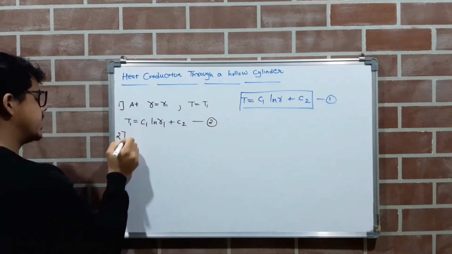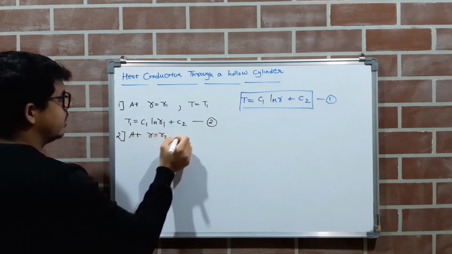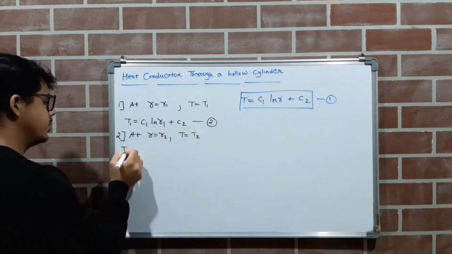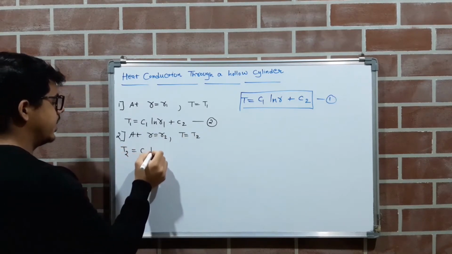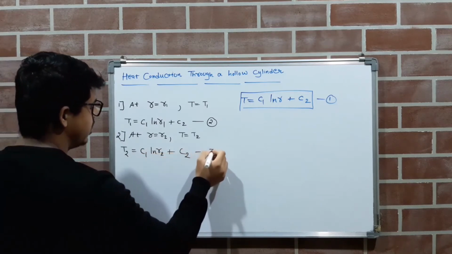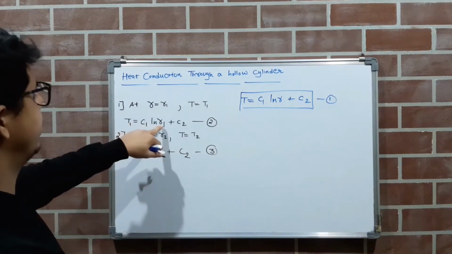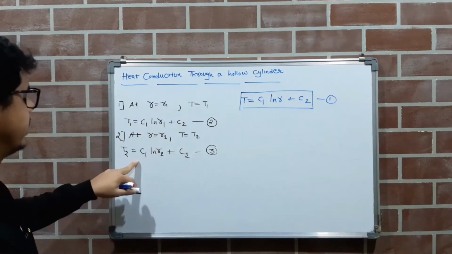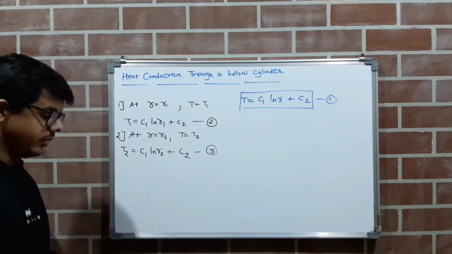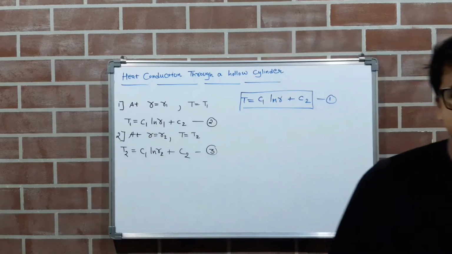The second condition will be the outer wall. So at r equals r2, T equals T2. So T2 equals C1 ln r2 plus C2. I hope I am correct. T1 equals C1 ln r1 plus C2 and T2 equals C1 ln r2 plus C2. Yes, I am correct.